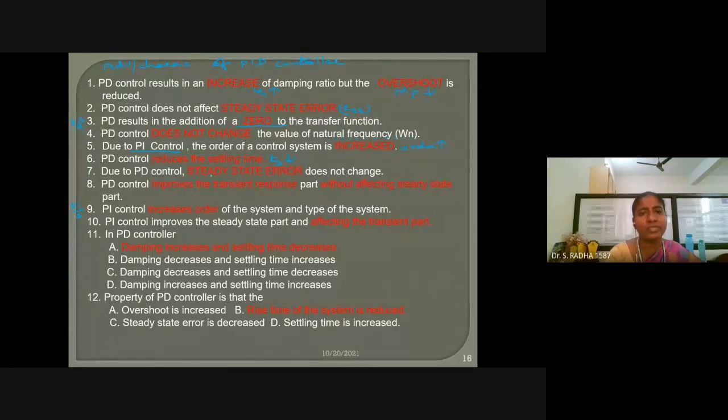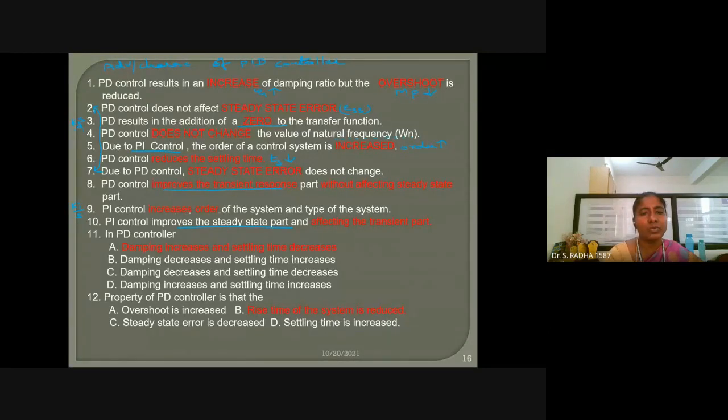Next, I'm going with the seventh point. Steady state error will not change. Okay, 2 and 7 are one and the same. You can just observe 2 and 7 are one and the same; it is not getting affected, it does not change. Now, the eighth one: PD improves transient response and PI improves steady state response.